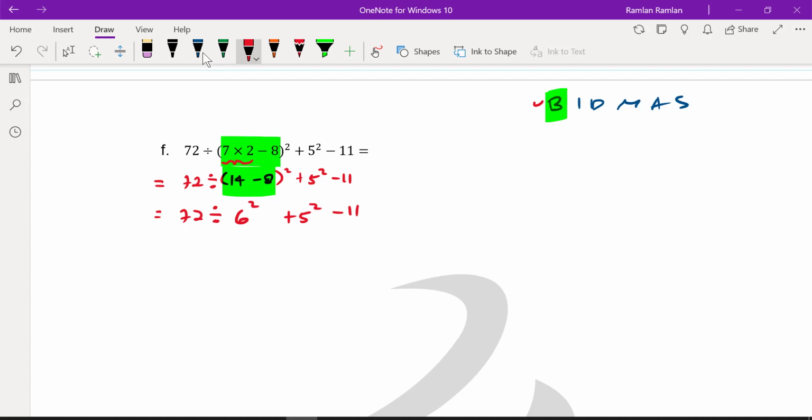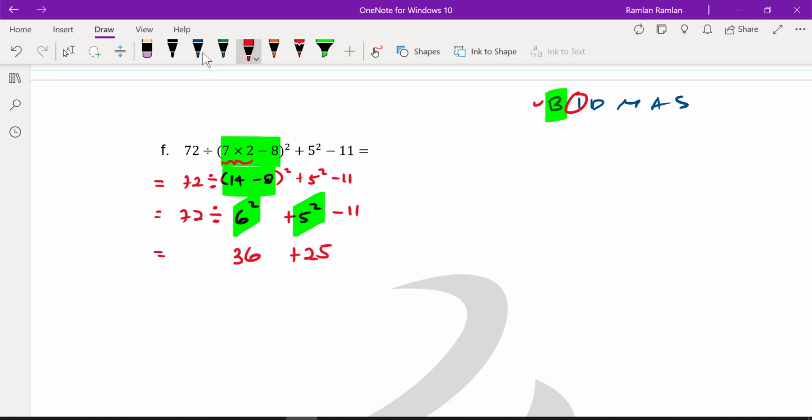Now we go to the index, right? So I is for index. Index, we have 2 of them, so we can do them all at once, like this guy and this guy. We go all at once. So 6 square is 36, so write down over here 36, and 5 square is 25. So yeah, like that.